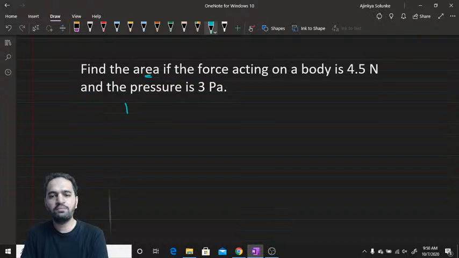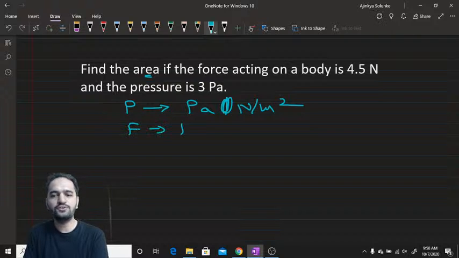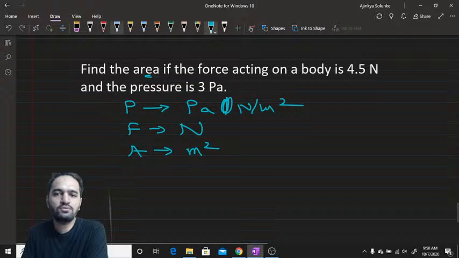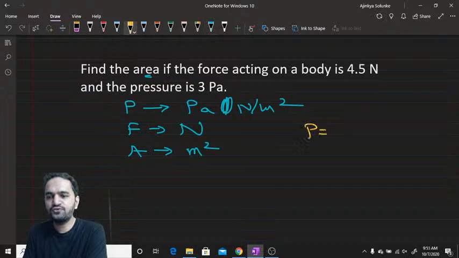See, the unit for pressure is what? Either pascals or Newton per meter square, right? What about force? The unit for force is Newton. The unit for area is meter square, right? Okay. So can you find out from the formula what is the value? Pressure is equal to force by area, right? They are asking area.